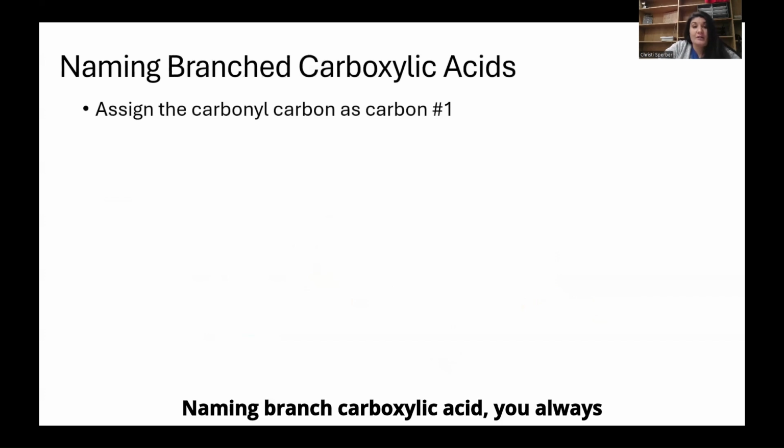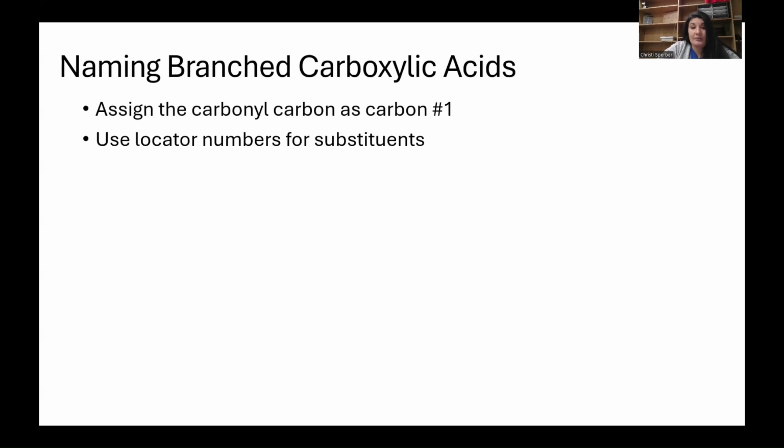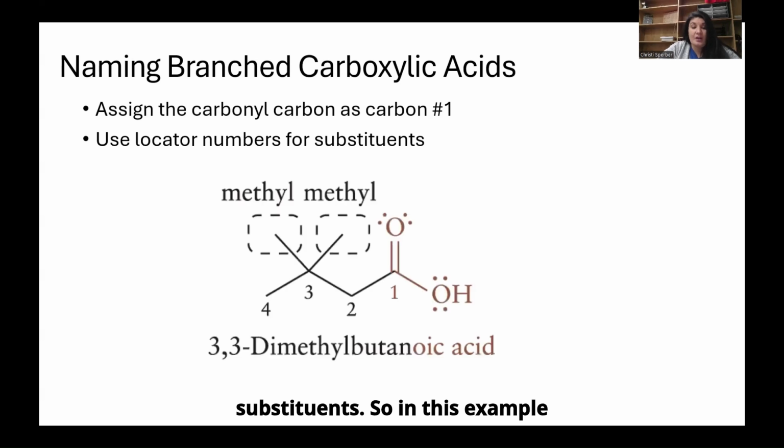Naming branched carboxylic acids, you always assign the carbonyl carbon as carbon number 1. Then you use locator numbers for substituents. So in this example, we have carbon number 1 at the carbonyl carbon, and then we number right to left, so 2, 3, 4. We see that on carbon 3, we have two 1-carbon substituents, which are called methyls. So we have 3,3-dimethylbutanoic acid.